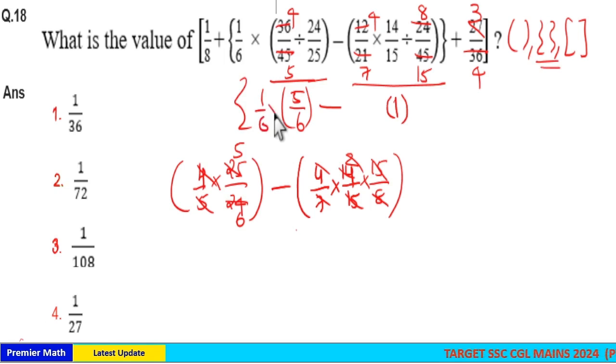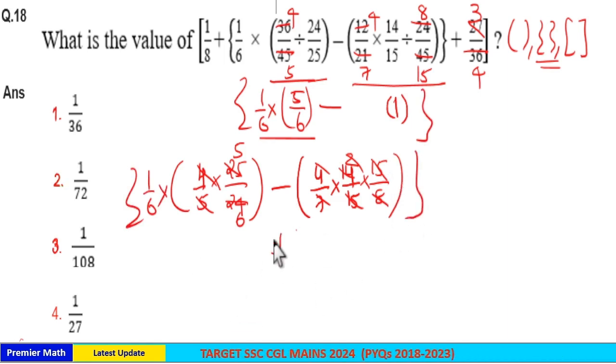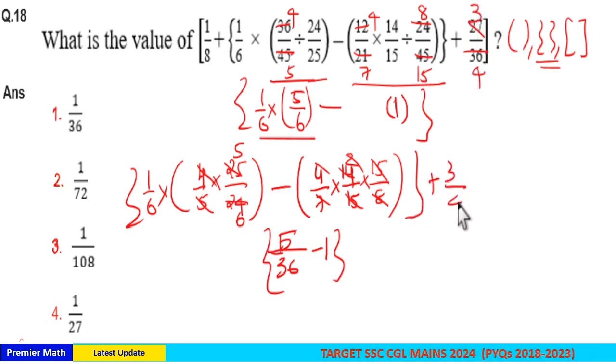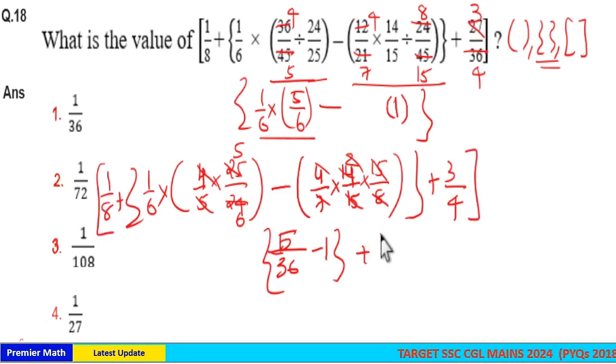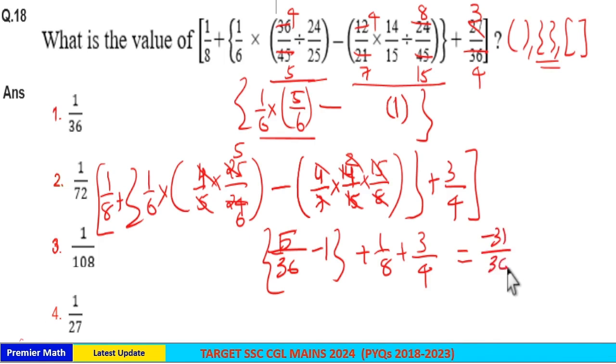So in that you have 1 by 6 into 5 by 6 minus 1. Solve 1 by 6 into 5 by 6 first, then minus 1. 1 by 6 into 5 by 6 is equal to 5 by 36. So 5 by 36 minus 1. What is remaining is 3 by 4 and 1 by 8. 1 by 8 plus 3 by 4 is remaining. So add 1 by 8 plus 3 by 4 to 5 by 36 minus 1. 5 by 36 minus 1 is equal to minus 31 by 36.